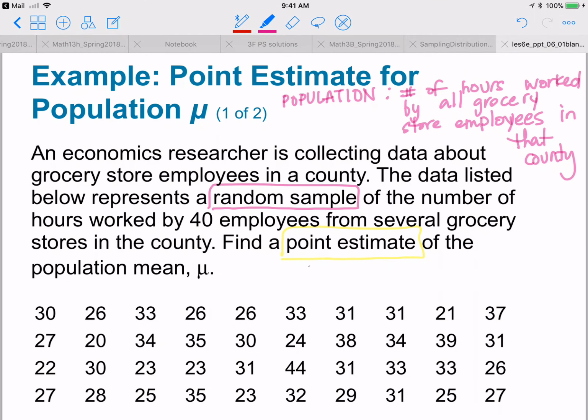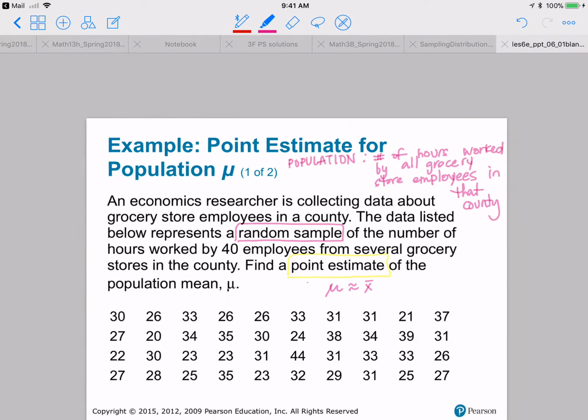And we want to approximate mu, which is the population mean. That's what we want to approximate. And the idea is that we're going to approximate it using the sample mean. So how do we do that?